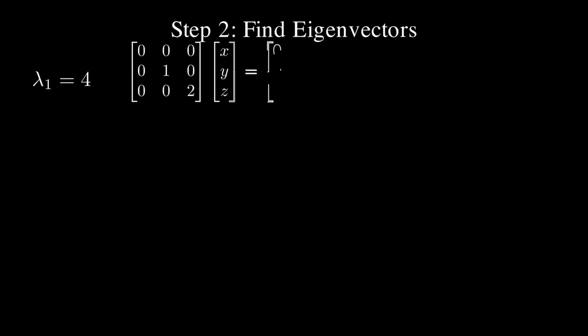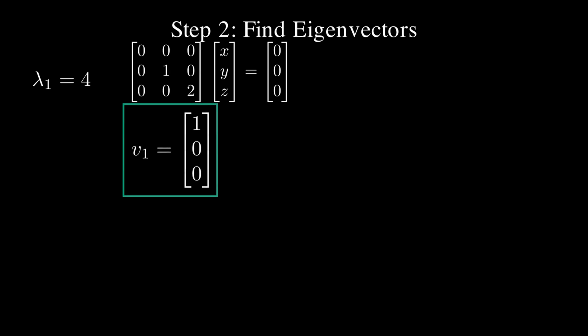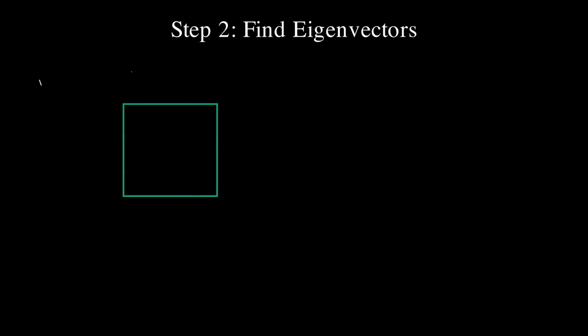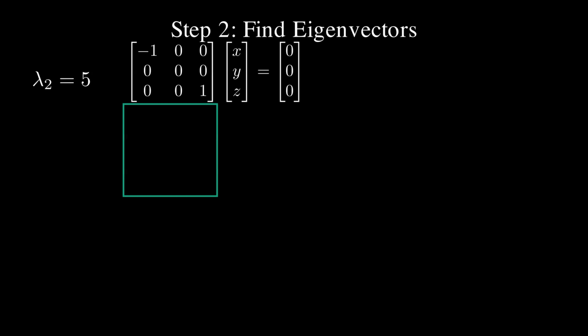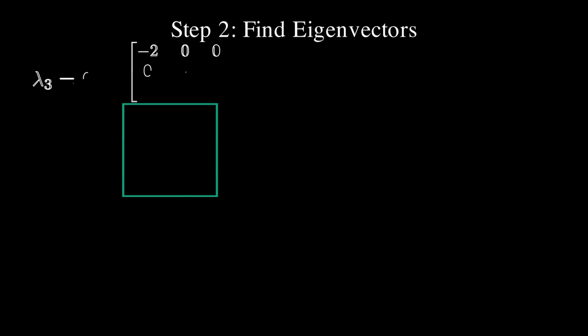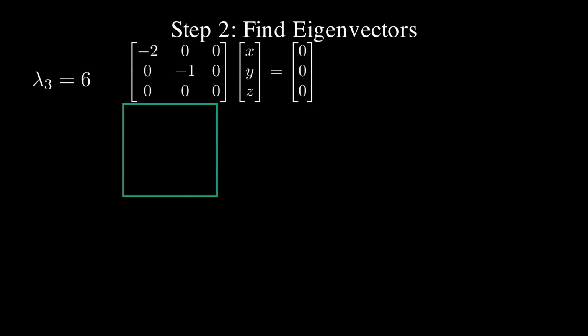Start with lambda equals 4. This system forces y and z to be 0, x is free. Choose x equal to 1. Now for lambda equals 5. x and z must be 0, y is free. Set y equal to 1. Lastly, lambda equals 6. This time, x and y must be 0, and z is free. We pick z equals 1.